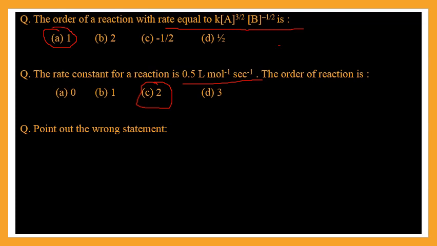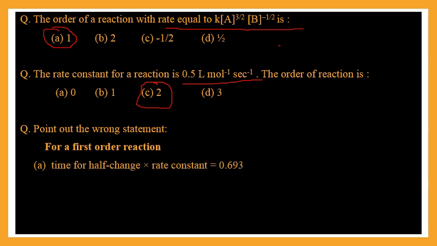Next question, point out the wrong statement. In this part, you have to point out the wrong statement for a first order reaction, and some statements are given. First statement: time for half change, T half, into rate constant is equal to 0.693. Yes, because we know that T half for a first order reaction is equal to 0.693 by K, where K is the rate constant.